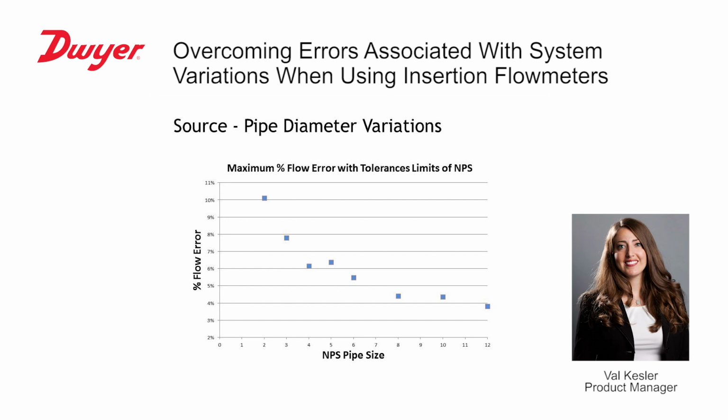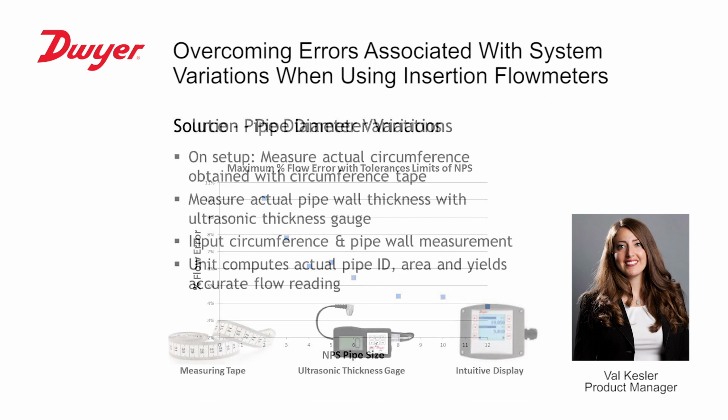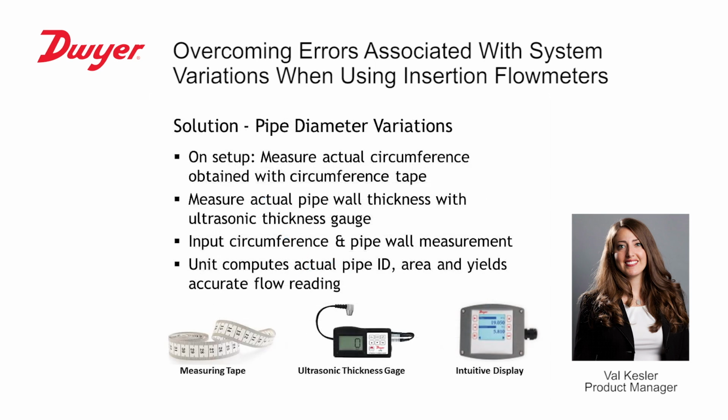So that could be very surmountable when you're looking at trying to maintain your accuracy in your flow system. So what's a good solution for that? A good solution for pipe diameter variation is to ensure that you have the actual circumference of your pipe in your application as well as your pipe wall thickness.